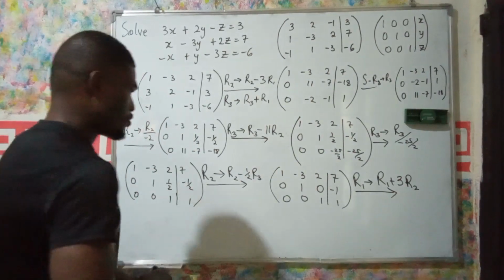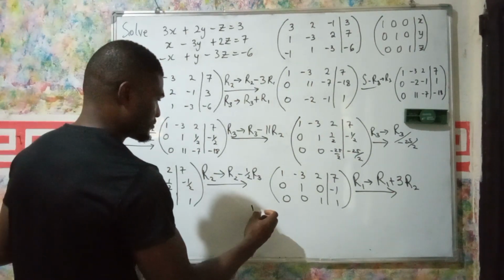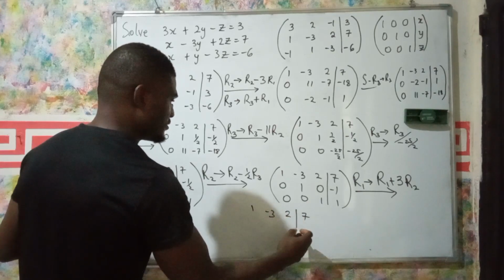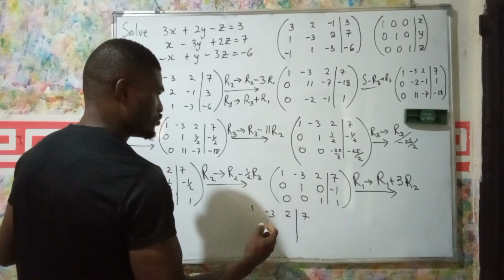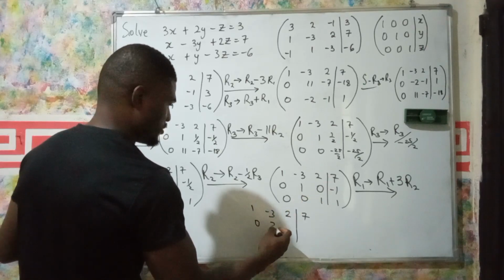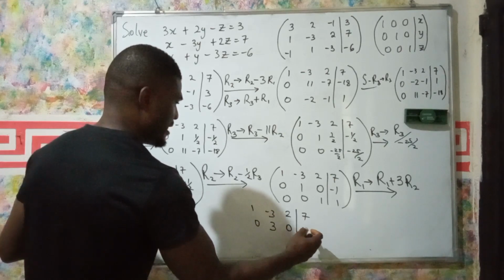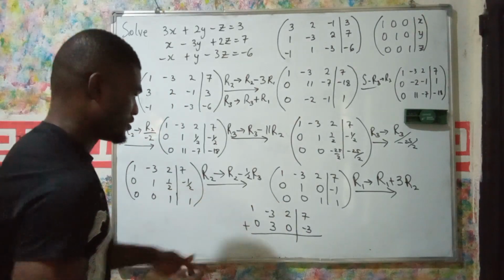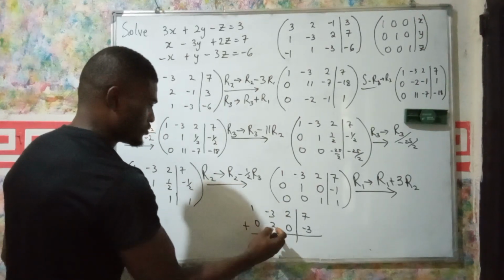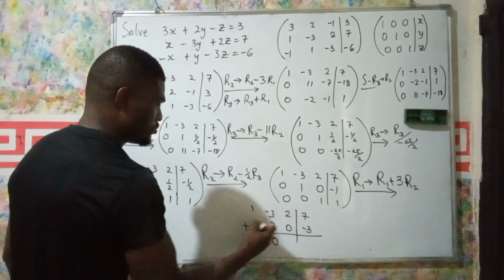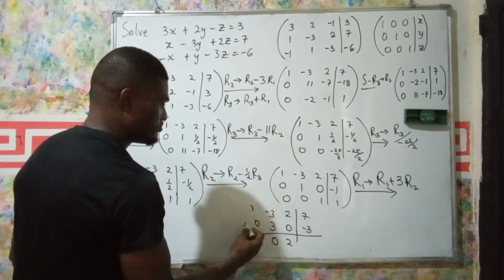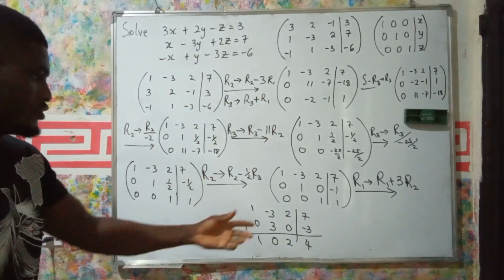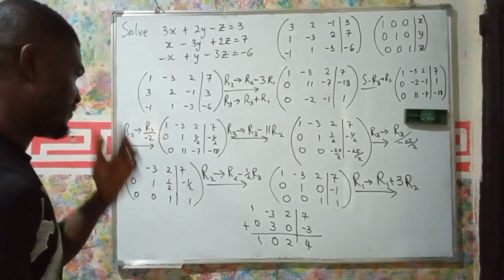Okay, so we know our row 1 to be 1, minus 3, 2, and then 7. And we know 3 times row 2 would be 0, 3, 0, and minus 3. Alright, so now we are adding. So 1 plus 0 is 1. Minus 3 plus 3 is 0. 2 plus 0 is 2. 7 plus minus 3, that's 7 minus 3, and that's 4. Alright, so we have 1, 0, 2, 4.